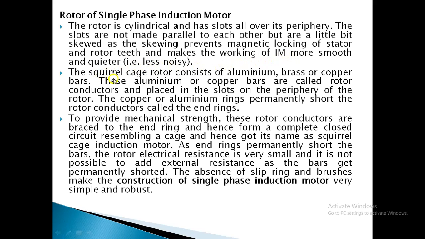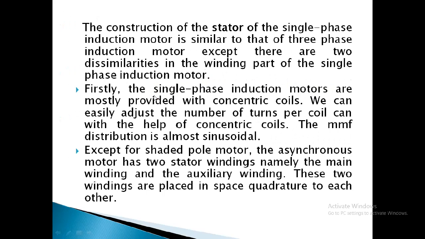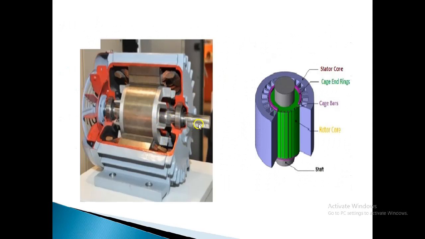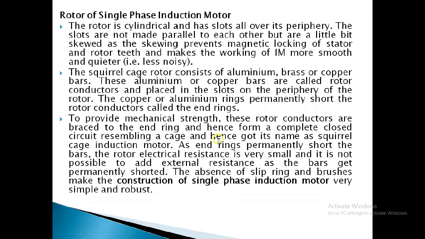Second, the squirrel cage rotor consists of aluminum, brass or copper bars. These aluminum or copper bars are called rotor conductors. As you see in the previous diagram, I go back to the diagram. See here, this is the cylindrical type rotor, and at both ends two end rings are there and they are shorted by aluminum or copper bars, which is written here also.